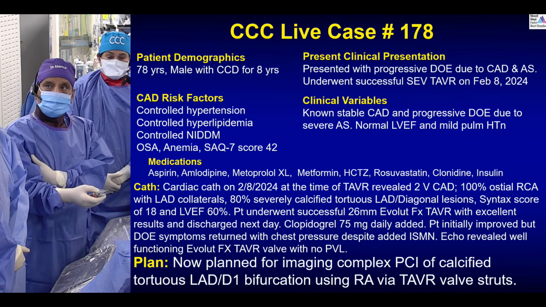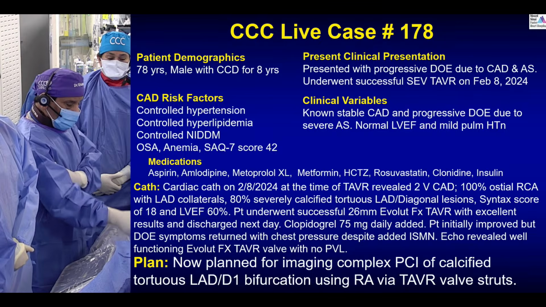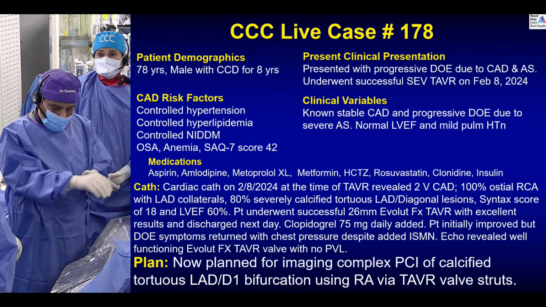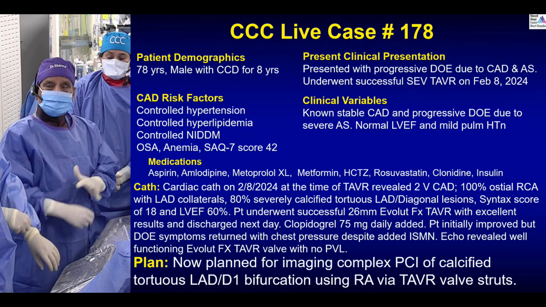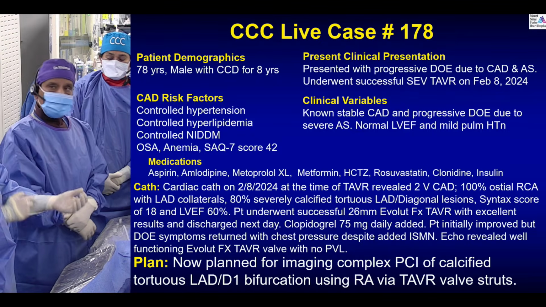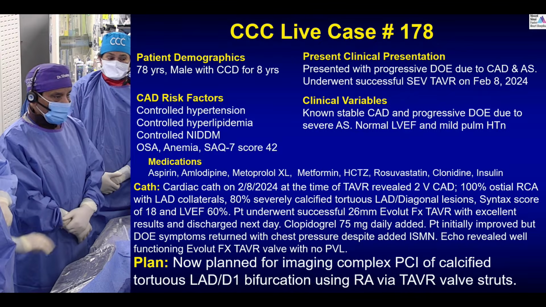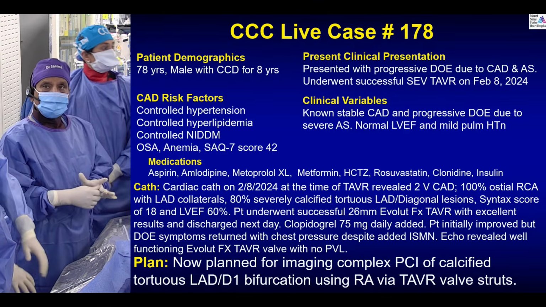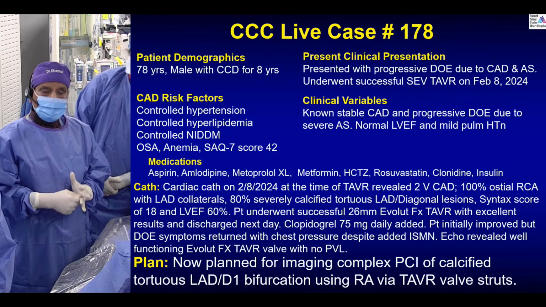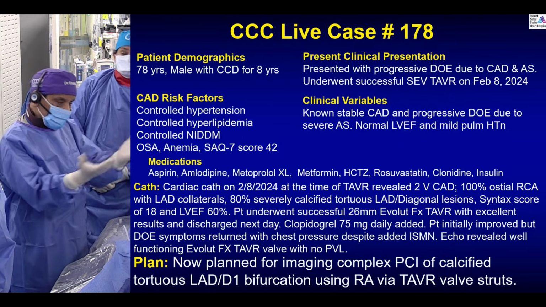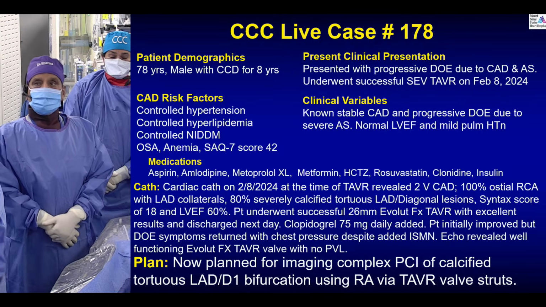Disclosures are the same. This is case number 178. The patient, 70 years old, has chronic coronary disease, CCD. We used to call it stable ischemic heart disease. Now this has become ACS or CCD. I thought it should have been CCS, but they don't want to use that word. They call it chronic coronary disease rather than chronic coronary syndrome. It could have been CCS, ACS, but the final language is now chronic coronary disease.